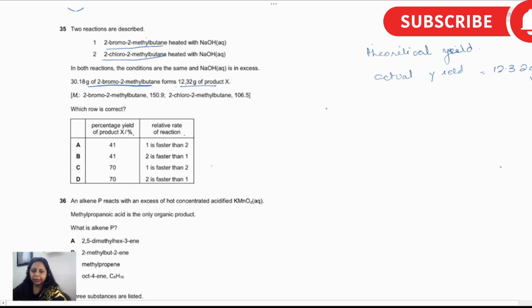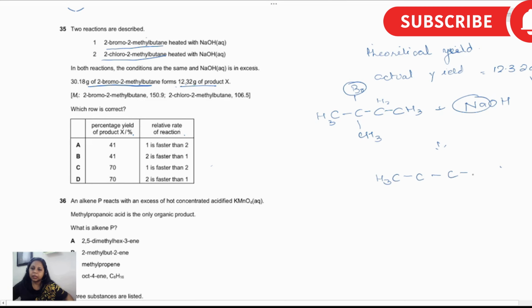We have an equation. Let's say we have 2-bromo-2-methylbutane. This is the molecule that we have. It reacts with sodium hydroxide. When it reacts with sodium hydroxide, the sodium reacts with bromine and this bromine is replaced by hydroxide. So the equation becomes H3C, C, CH3, and we have CH2, here we have OH now, and here we have CH3. So this is your product.